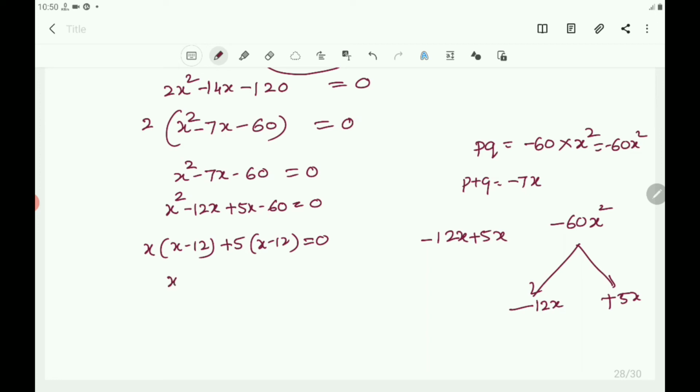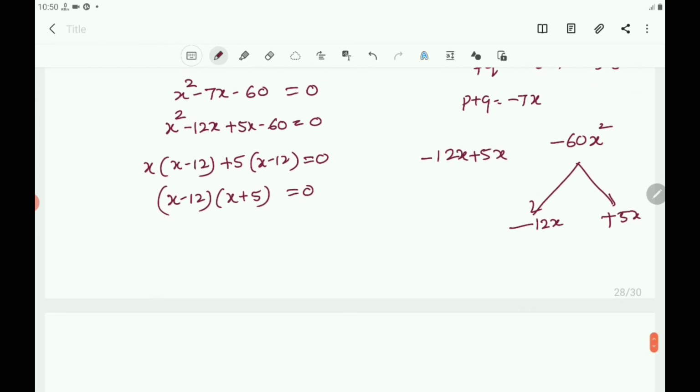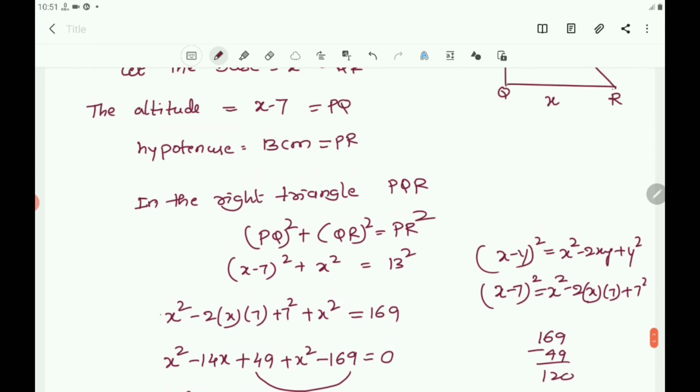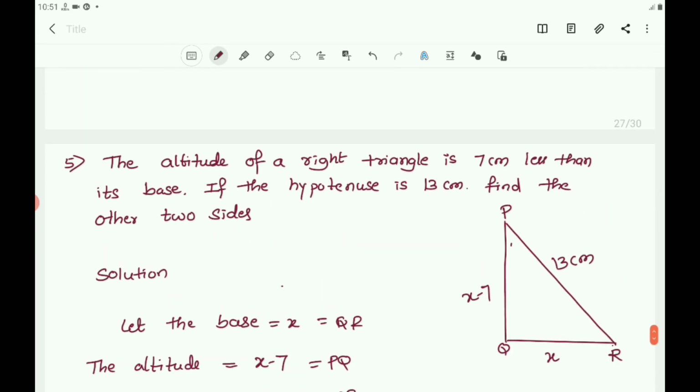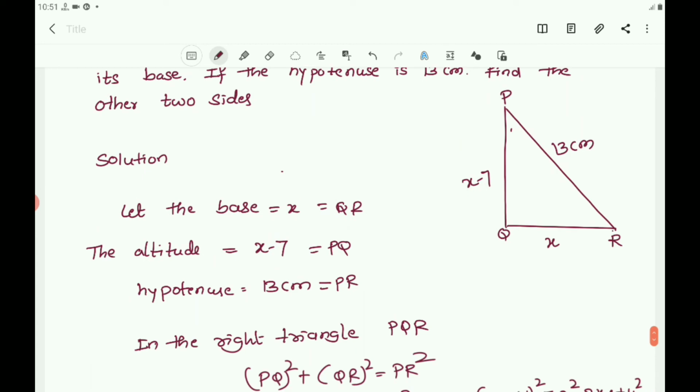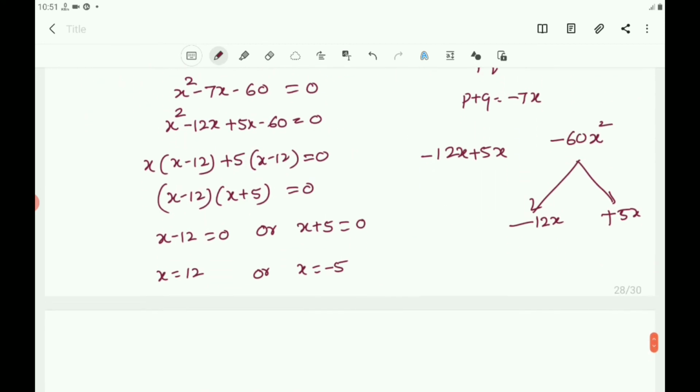Then the factors are x minus 12 into x plus 5 equals 0. Equate each factor to 0: x minus 12 equals 0 or x plus 5 equals 0. Then x equals 12, or x equals minus 5. And the question is, find the other two sides. Sides must be positive.